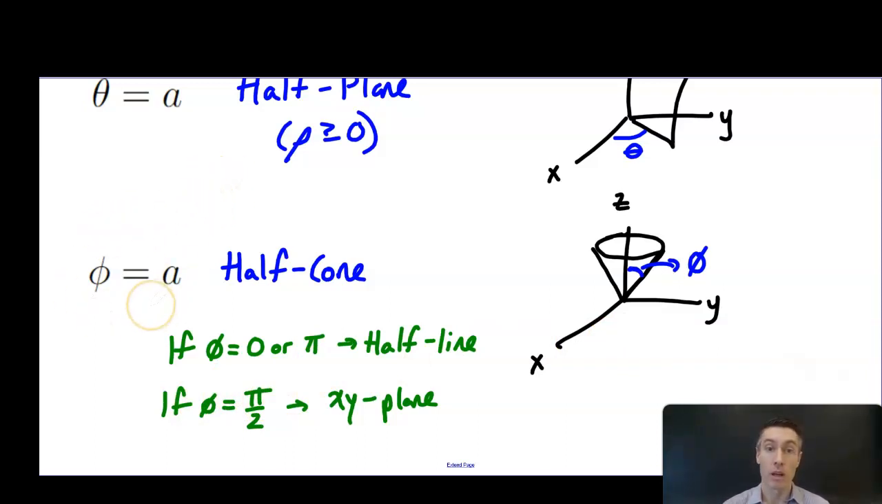Otherwise, phi equaling, let's say, pi over 4 or pi over 3, that's going to give us a cone in 3 space.